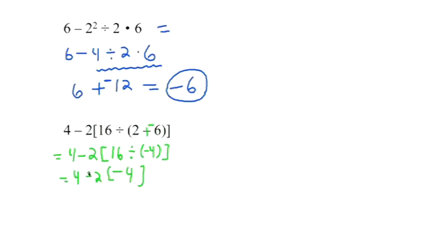Now I have subtraction and multiplication. I do the multiplication first. 2 times negative 4 is negative 8. And finally, let's rewrite this as an addition problem. 4 minus negative 8 is 4 plus positive 8, and 4 plus 8 is just 12. Again, as Jerry said, don't try to do too many steps at once. It's worth doing these problems step by step. You're less likely to make a mistake that way.